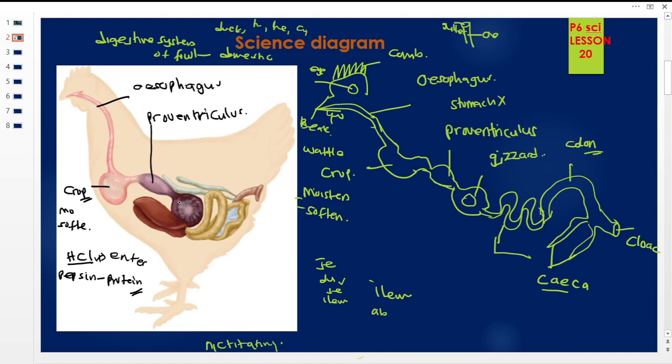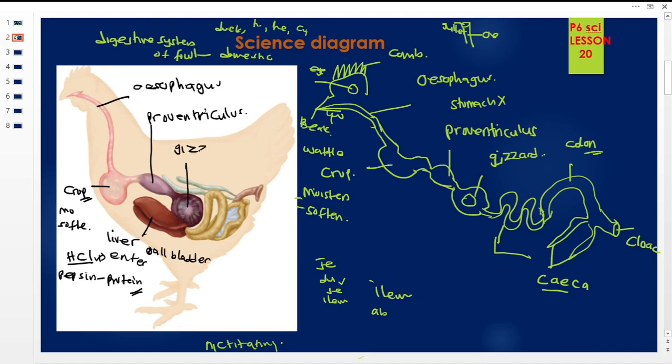Now from the proventriculus, we have this part here, but this part is not here. Then this part here is automatically the liver. Then inside the liver, we normally get that green thing, which is called the gall bladder, storing what we call the bile juice, that green juice there. Now we have this one.